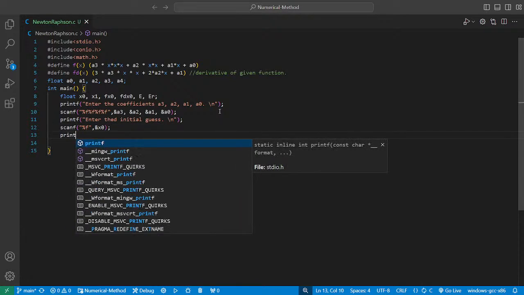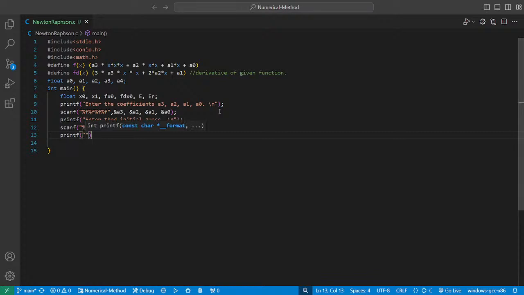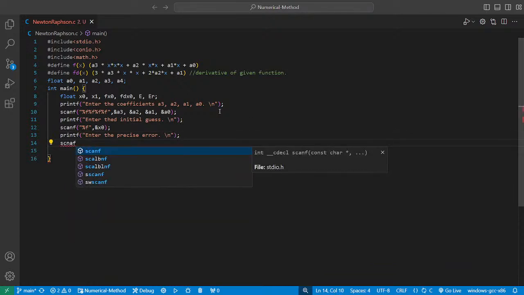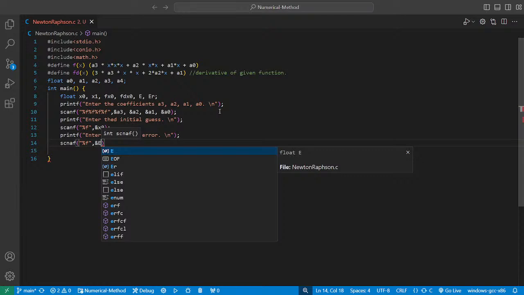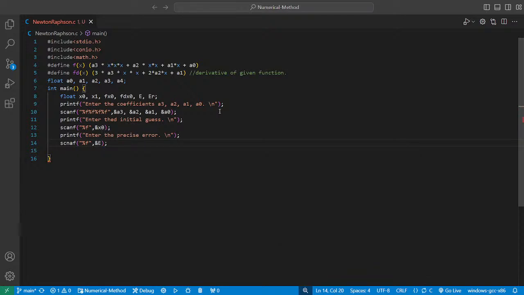So after this, let's ask to enter the tolerance error, or let's just say precise error. The user will use scanf, and after that we need to store this value in e. Okay, the input part is finished. Let's dive into the program.